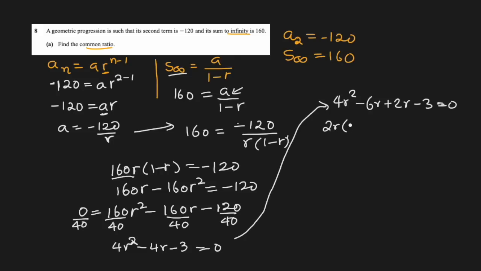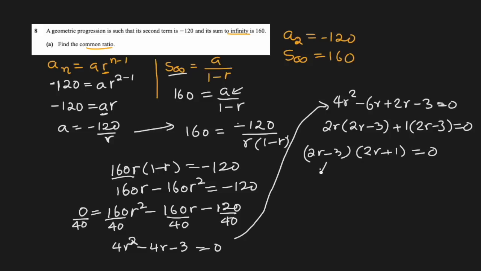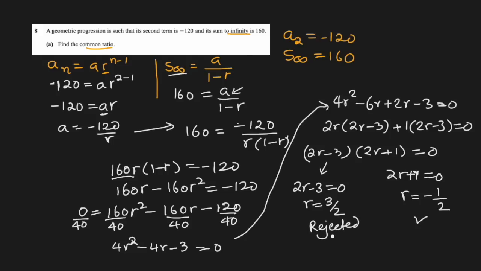Let's take 2r common: 2r minus 3 plus 1, 2r minus 3 equal to 0. Then we get 2r minus 3 and 2r plus 1 equal to 0. When two parts multiply and equal 0, individually we can write them equal to 0. This gives r equal to 3 over 2, which is more than 1, and 2r plus 1 equals 0 gives r equal to minus 1 over 2, which is between minus 1 and 1, so this one is okay. The first one should be rejected because it will not give us a sum to infinity.